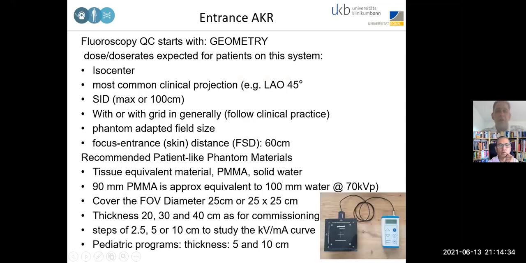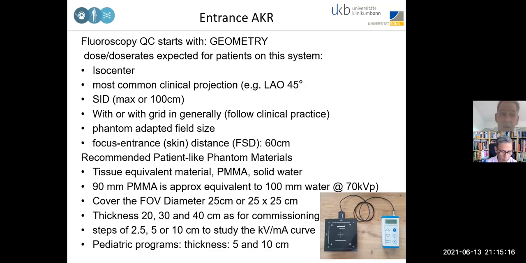So entrance air kerma rate. Fluoroscopy starts with geometry. First of all, define your isocenter. You think it's easy? Try to start. What is the isocenter? What does the vendor say? Is this the isocenter? So first of all, determine your isocenter. Very, very important. If your isocenter is wrong, all your measurements are going to be not good. Then again, look for the most common clinical use projection, for example, LAO 45. Then look at what SIDs you use, maximum or 120 centimeters.